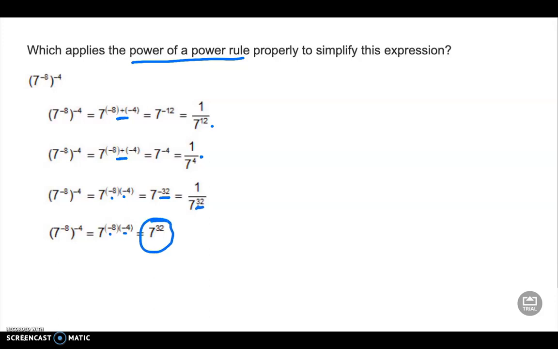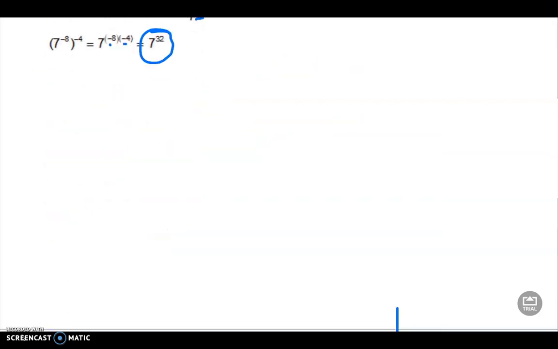Even though this is written as a positive here, it's underneath in the denominator, 1 over, so make sure you are careful about the signs. Negative times a negative is equal to a positive. So if you have a negative power to a negative power, you're going to have a positive.